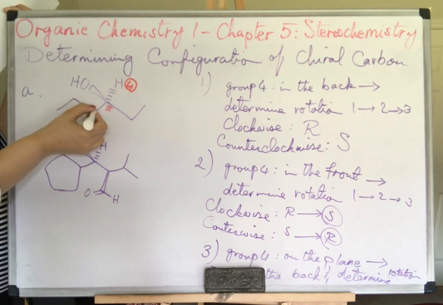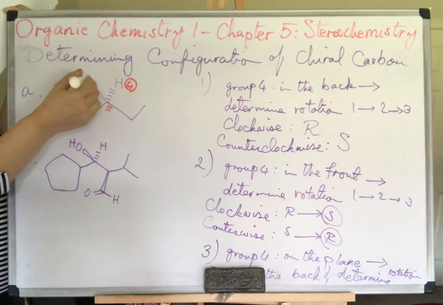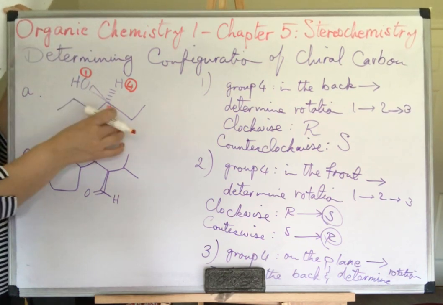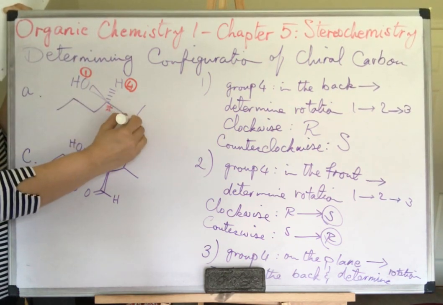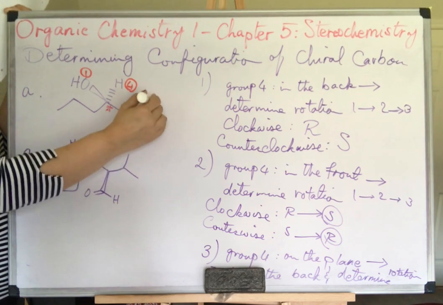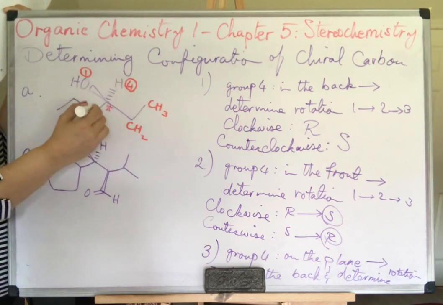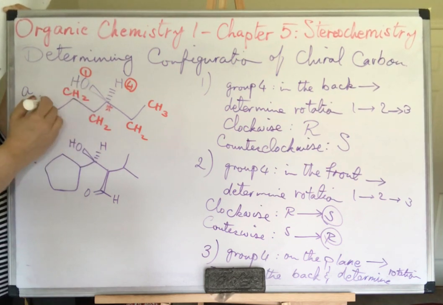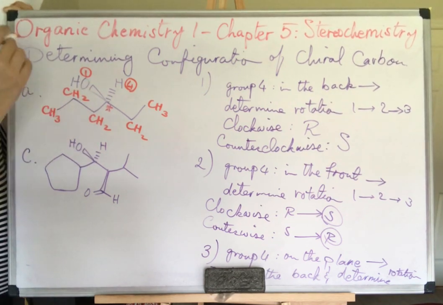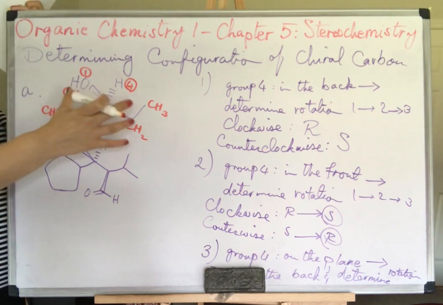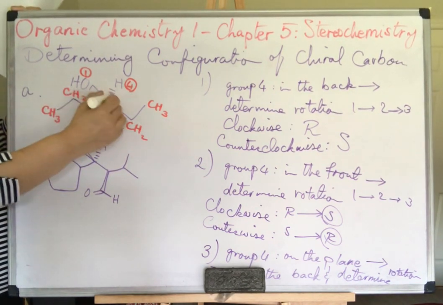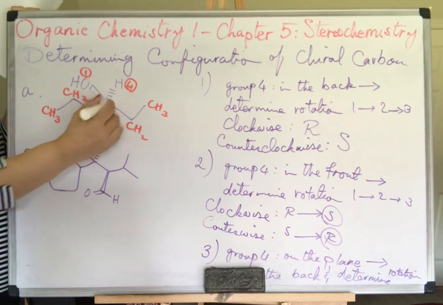Comparing oxygen to carbons, because these are carbons, right? The oxygen has a higher atomic number, so it's group number 1. Now, between these two, this is a CH2 and this is a CH3. We have CH2, CH2, CH3. So what was the rule?